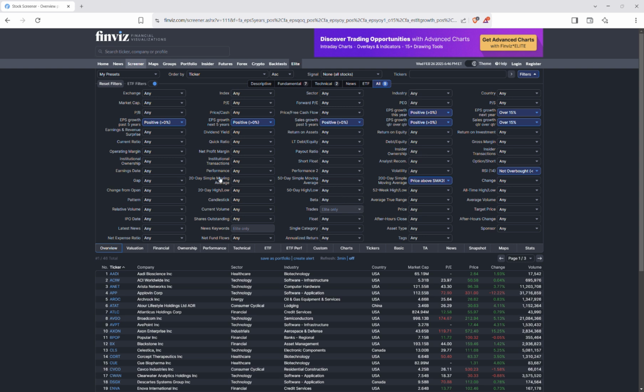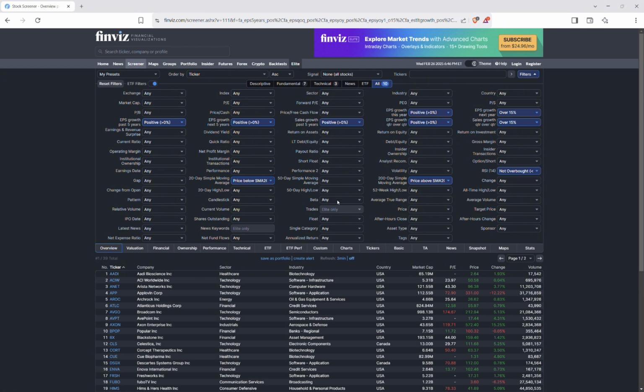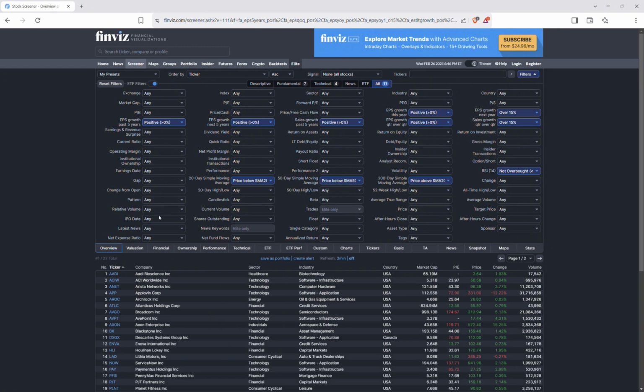And then the last two are just the 20-day and the 50-day. I like it to be below both of those. So this should ensure that these companies have seen a dip, that they're below their shorter moving averages, but still above that 200-day, so it's still in that uptrend over the long term, which is good because you're looking for a long-term investment here.